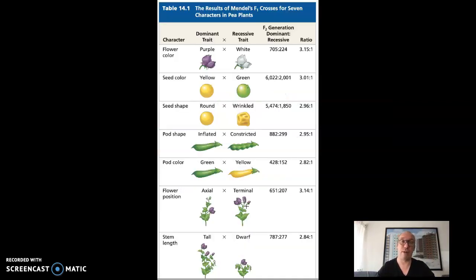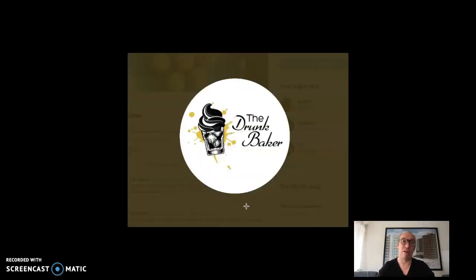Okay, so a very famous organism for showing genetics is the pea plant, because Gregor Mendel, he was a monk, he lived hundreds of years ago. He came up with this idea, and he looked at different traits of the pea plant. He looked at flower color, seed color, seed shape, pod color, flower position, stem length, and he did all kinds of experiments with that. More about that in the 3rd year. What we're going to do is focus on a drunken baker, and I'll tell you why.